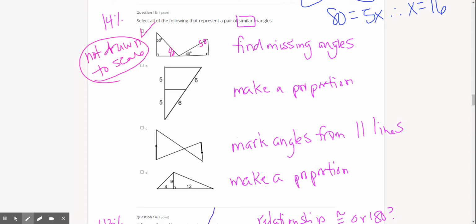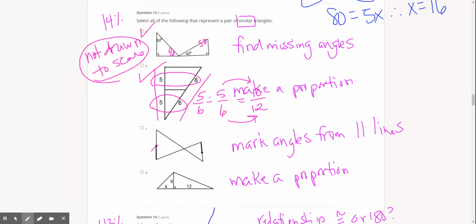In B, you're going to make a proportion. So 5 over 6 equals 5 over 6. Or if you want to be super careful, like I do, 10 over 12. 10 over 12. Notice that again, this is that scale factor. So 5 times 2 is 10 and 6 times 2 is 12. Those are going to work. So that one's going to work too.